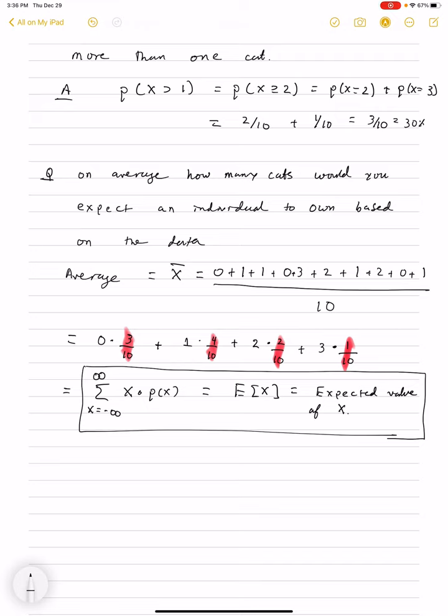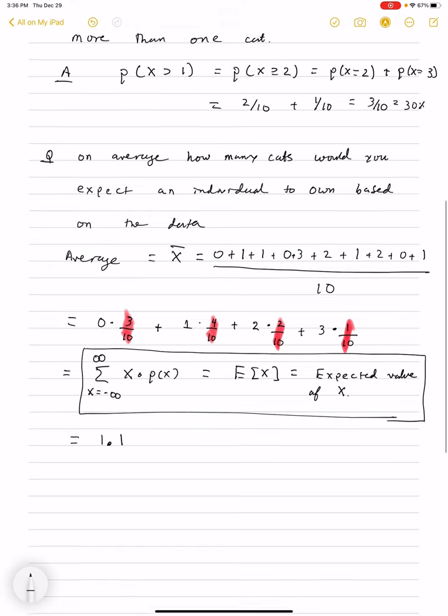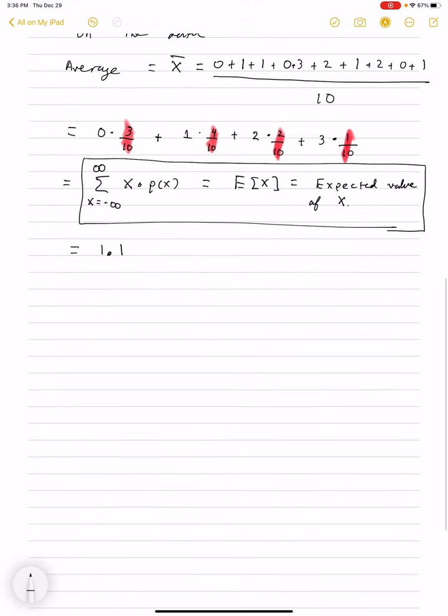And you might wonder, hey, what is this value? Because after all, it represents the average number of cats. It's going to be 1.1. And please don't round to 1. The 0.1 has significance. Okay. Now, just a few notes about expected values.